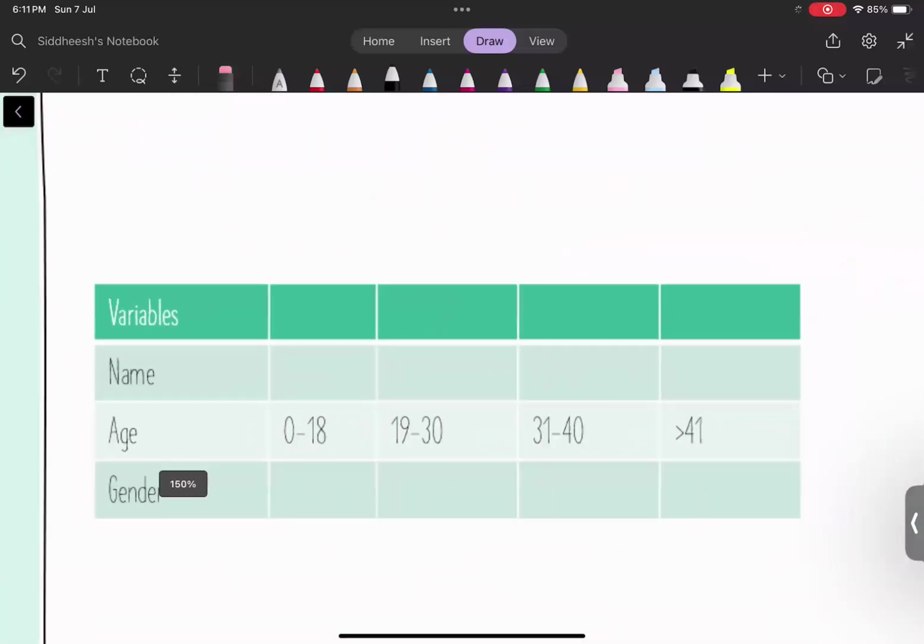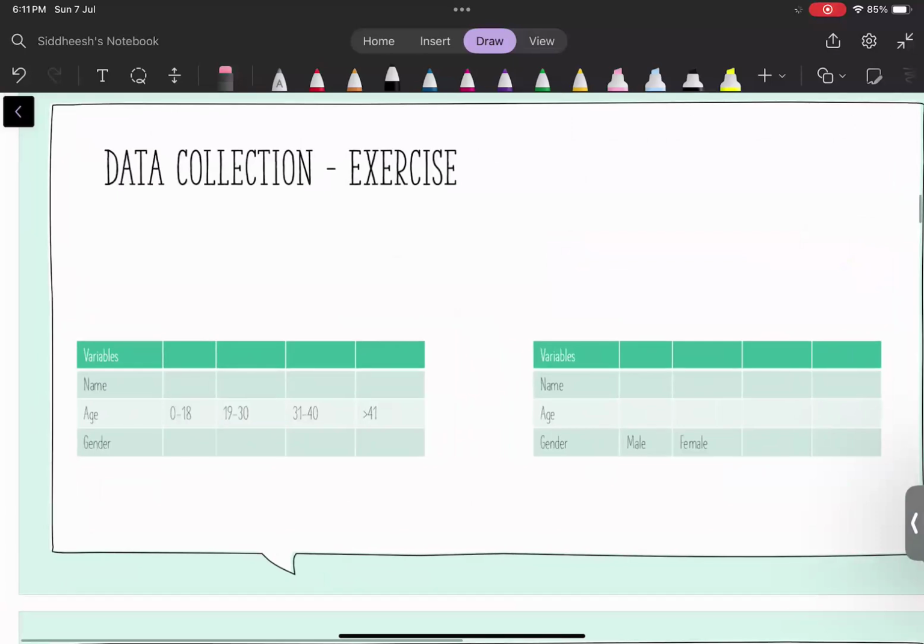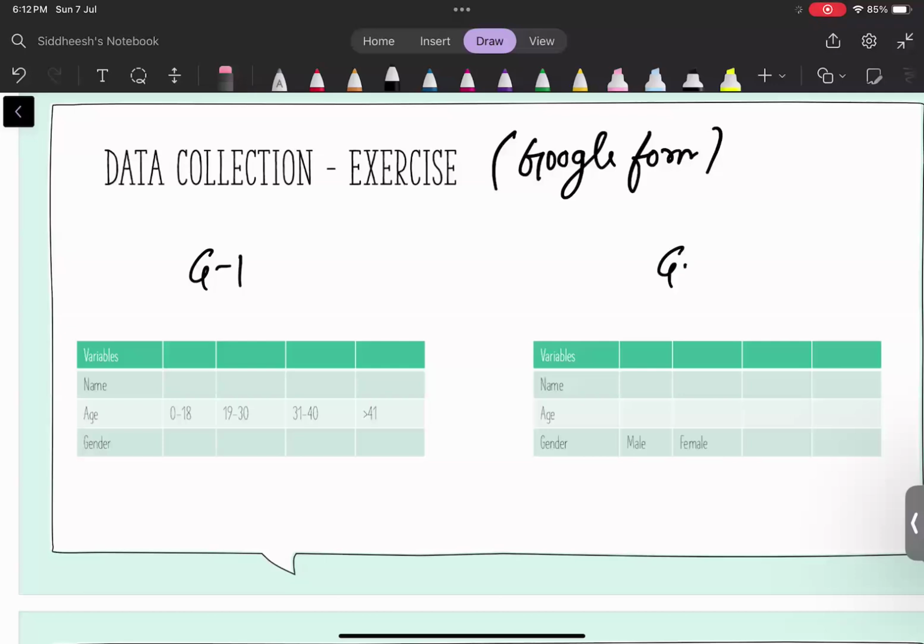The next thing we are having is the data collection exercise. This exercise is very useful for the freshers. In this class, we might have some very fresh people, first, second, third year people, maybe some people new to the research category. Now, suppose this is your Google form, or some kind of data collection form. Suppose this is Google form 1 and this is Google form 2. Two types of forms we are taking now.